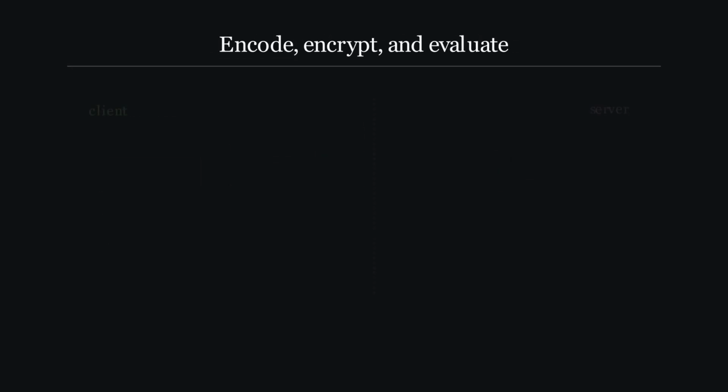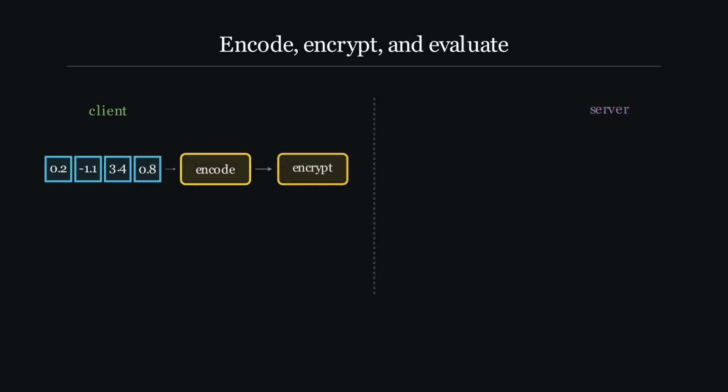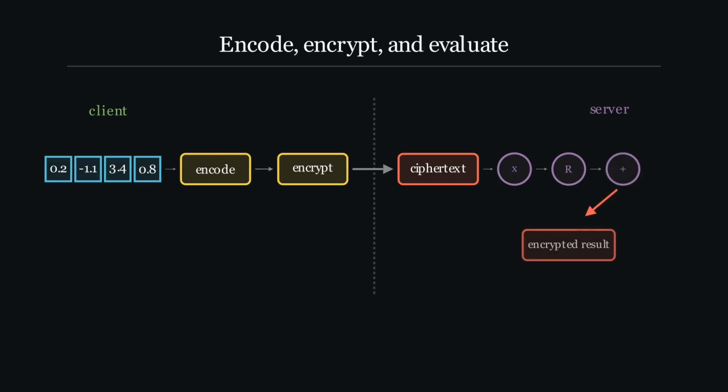Data can now follow the prepared route. The client starts with a packed numerical vector, encodes it, and encrypts the resulting plaintext. The red ciphertext crosses the boundary and passes through multiplication, rotation, and addition nodes on the server.